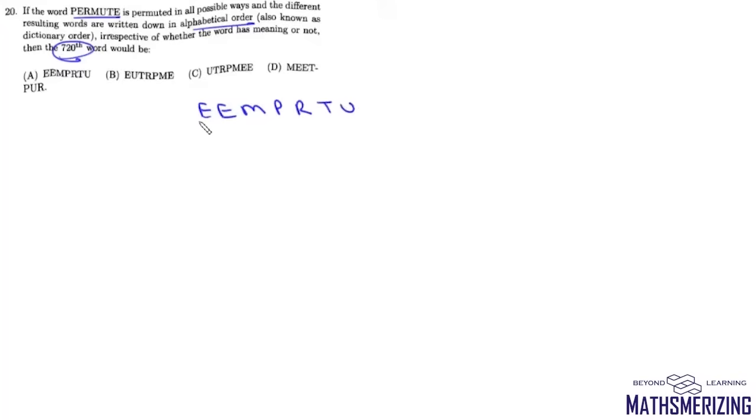Now total number of words that start with E is given by arranging the 6 remaining letters. It can be done in factorial 6 ways, and that is 720. So that means this 720th word is actually the last word starting with E. Now how do we find the last word starting with E?